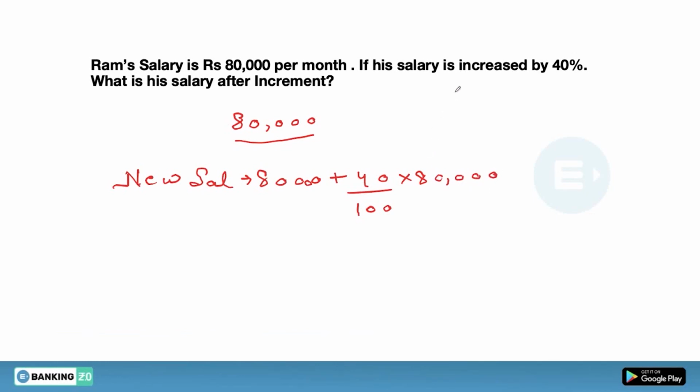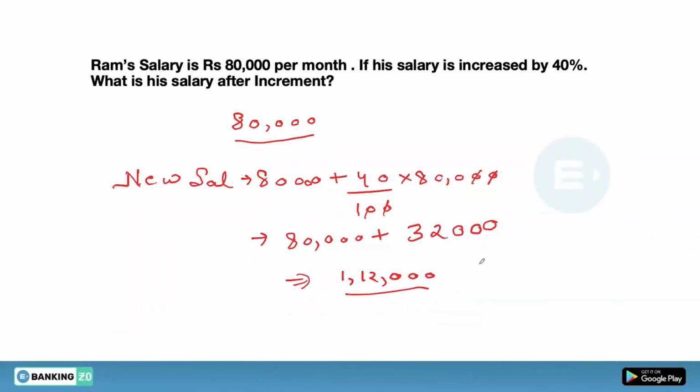Fine. If they had said that the salary is decreased by 40%, then what would we do? We would remember that formula and instead of plus we would use minus. So let's try to solve it. His new salary is going to be 80,000 plus the 40% of 80,000. Cancelling the double zeros, it is going to give you 3,200. That means his salary is added up by 32,000. So his new salary is going to be 1,12,000. Fine. Now I can solve it by my method also, which would be the faster one.